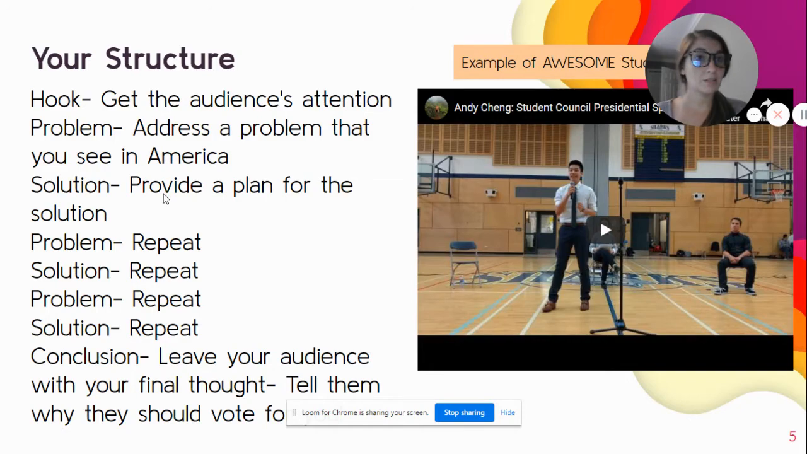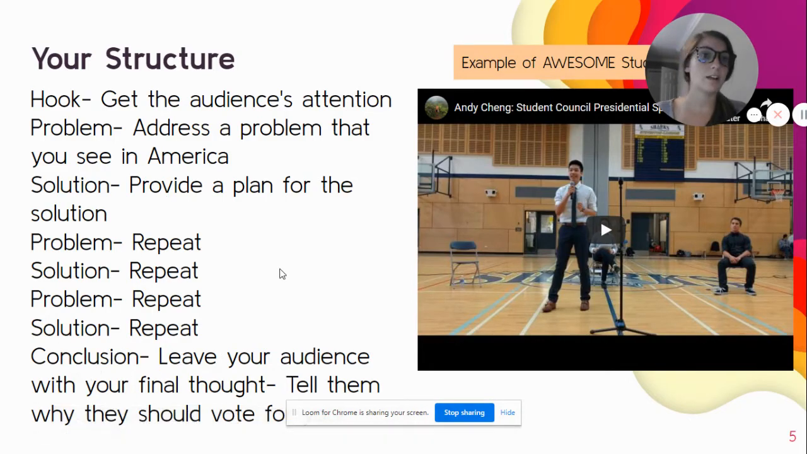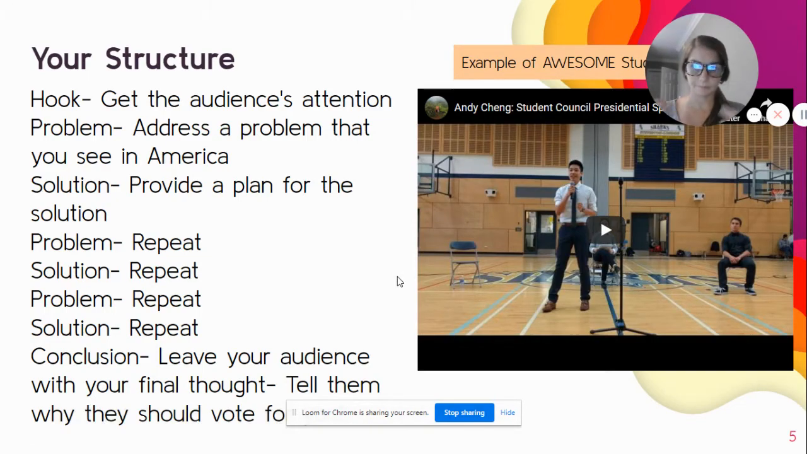Then after you've done that 3 times, you have a conclusion where you leave your audience with your final thought. And then tell them why they should vote for you. Normally in a conclusion, you recap all the things that you said in your speech. So you would say, these are the 3 problems that I will address as a president, and these are the solutions that I have outlined. I am the best candidate, so vote for me, or something like that. But probably more exciting and creative than what I just said.